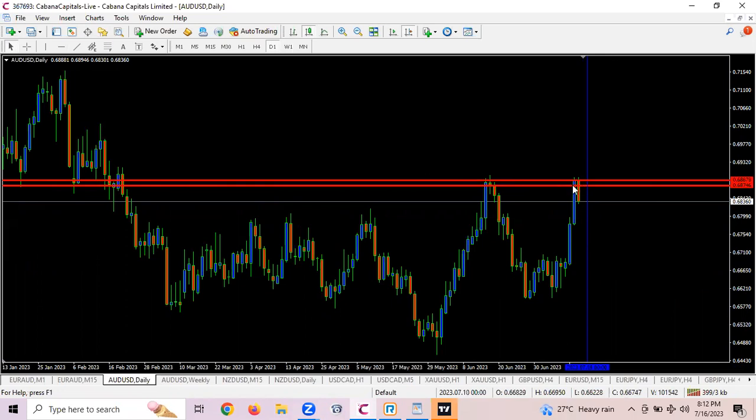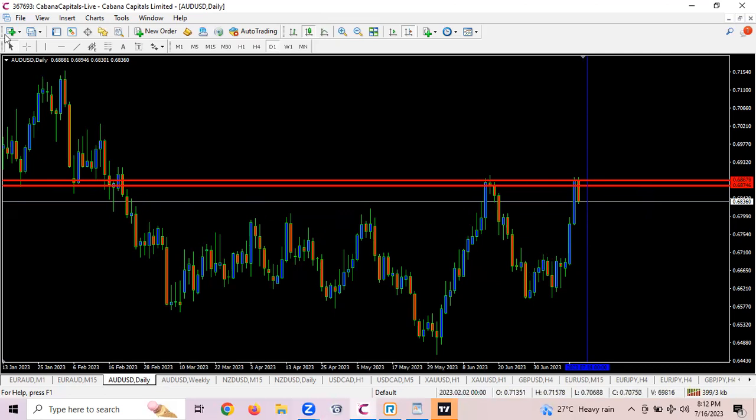Okay, so we have a resistance level here. This is a supply zone. If this zone is broken, that is, if a candlestick closes above this zone, you could look for opportunity to buy. But at the moment, you can't buy. This is a sell setup.